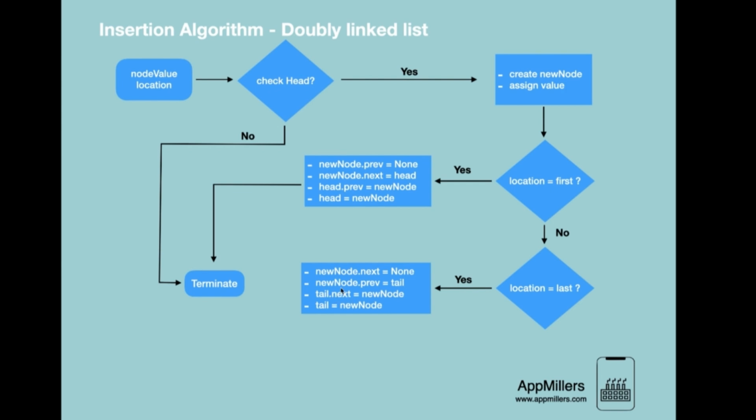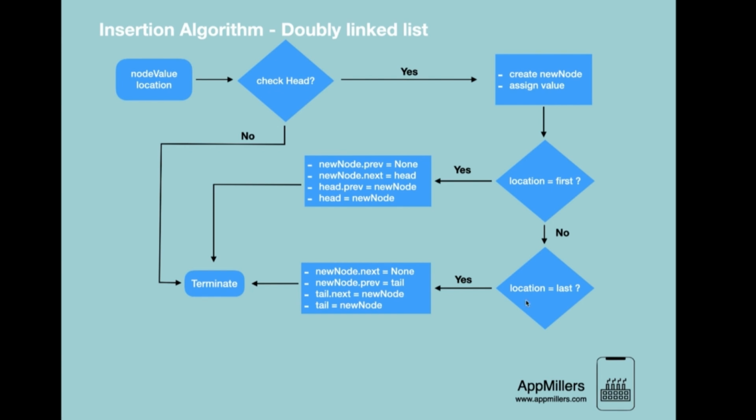So we are setting tail's next reference, which is the last node's next reference, to new node, and with this we are creating a link between last node and new node. Then we need to point our tail to new node. So we are updating tail to new node, and with this we are creating a link between tail and new node, and a link between tail and the last node gets destroyed. And after doing these steps, we terminate our algorithm.